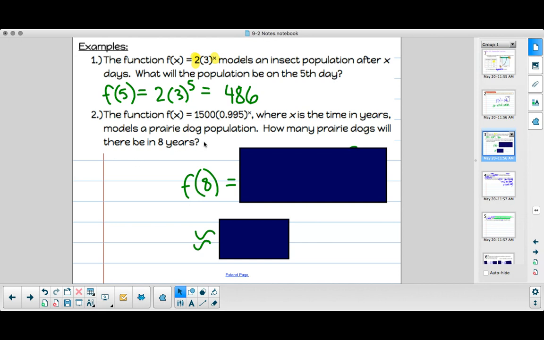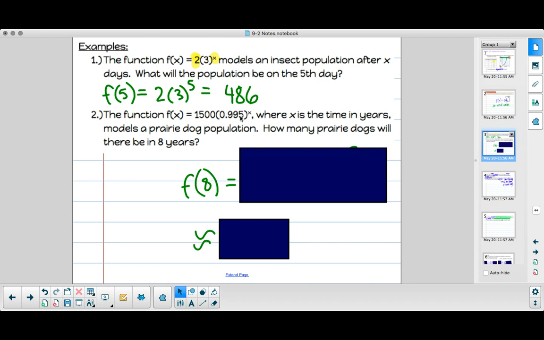The function f of x equals 1500 times 0.995 to the x power, where x is time in years, models a prairie dog population. How many prairie dogs will there be in 8 years? If you look here, this number is actually less than 1, which means this is still an exponential function. However, it's decreasing. So instead of the population getting bigger, since you're multiplying it by a number less than 1, you should be getting a smaller number.